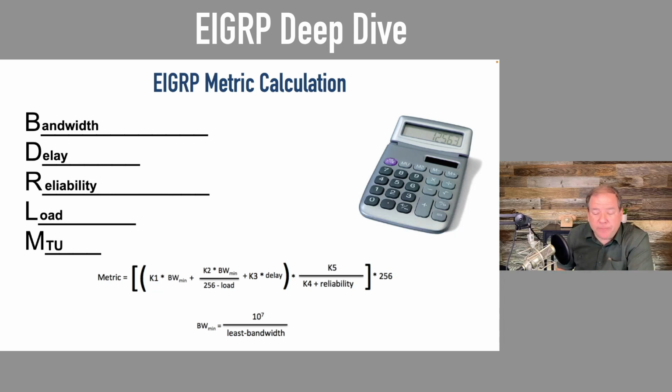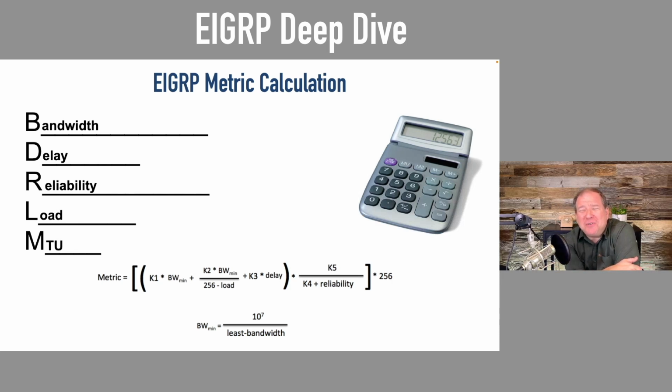Now, when we say bandwidth is the weakest link. If I've got a gig link connecting these two routers, and I've got a 100 meg link connecting these two routers, I've got a 10 gig link connecting these two routers, the bandwidth is going to just focus on that weakest link, the slowest link, the 100 meg link. And it's going to be 10 to the power of 7, 1 followed by 7 zeros, divided by that 100 meg, that 100 million. That's going to be my bandwidth.